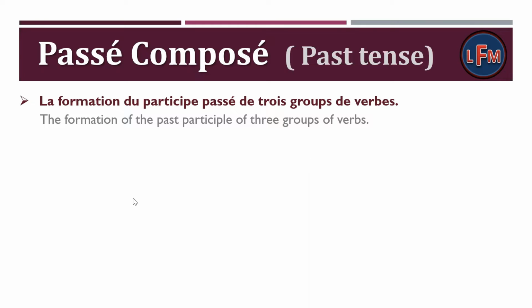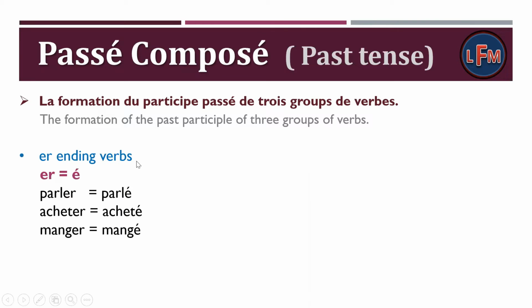So to form the past participle of er ending verbs, we simply remove r and put accent aigu over e. So like parler, we remove r and put accent over e. So it will become parlé, which means er will become é. Acheter, acheté. Manger, mangé. So the past participle of all the er ending verbs will be formed like this, like regarder, demander, aimer, donner, etc.